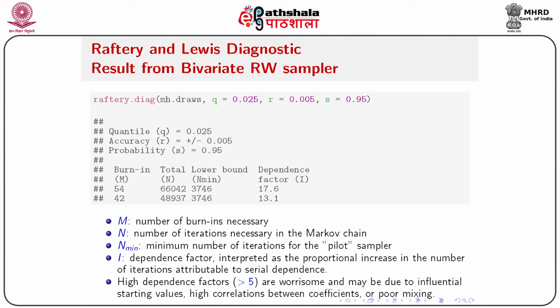A high dependence factor, greater than 5, is worrisome and may be due to influential starting values, high correlation between coefficients, or poor mixing. That could be the reason for a high dependence factor, when it is more than 5.